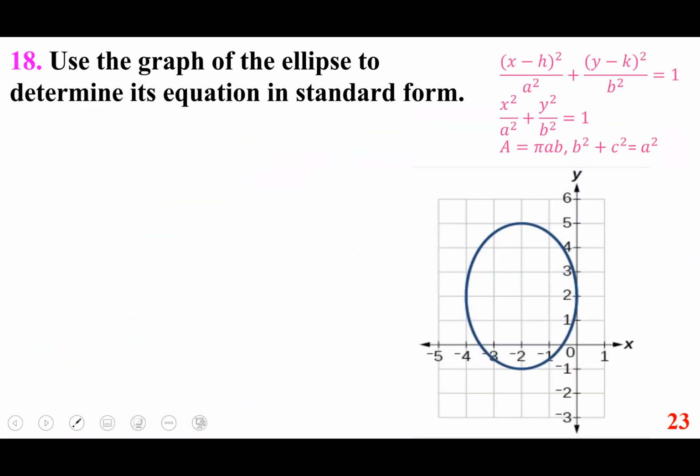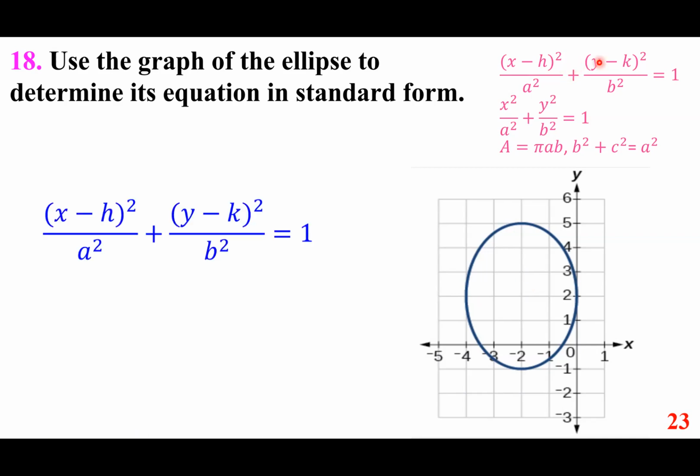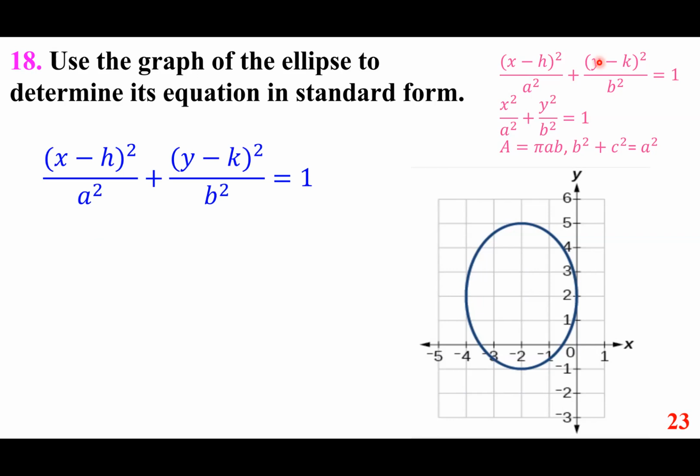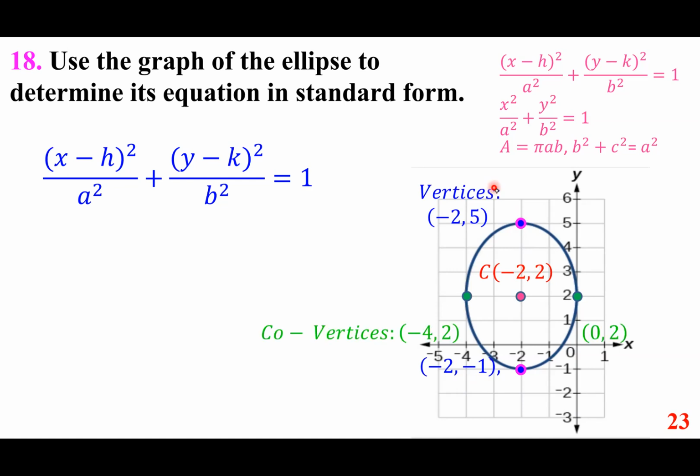Use the graph of the ellipse to determine the equation in standard form. And of course, here's the standard form. We are looking for H, K, A, B. So we locate the center, and we read it as -2, 2. Then we locate the vertices and co-vertices, and we read. The vertices are located at -2, 5 and -2, -1. So this distance is B. From 2 to 5, we go 3 units up. Therefore, B is 3 over here.